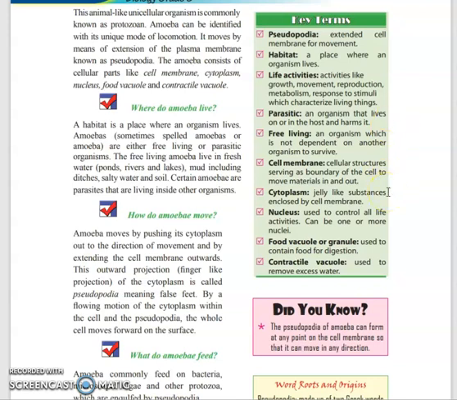Cell membrane: cellular structures serving as boundary of the cell to move materials in and out.